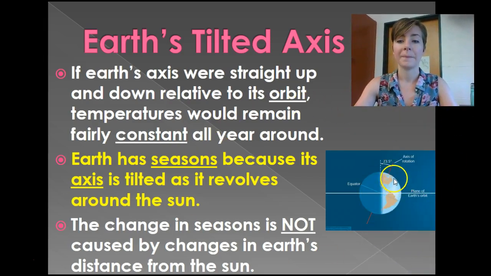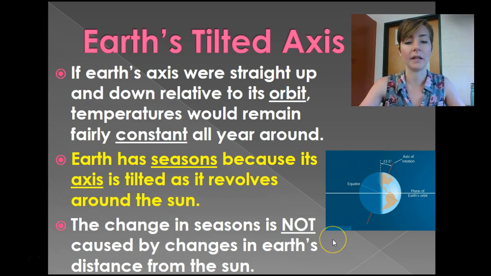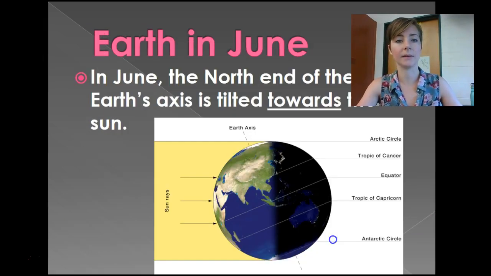So let me move this here. So the axis, like I showed you guys yesterday, is the imaginary line that is through the North Pole down to the South Pole, and it's tilted a little bit. So if it was straight up and down, it would be like this, but instead it's like this. So that means that sometimes the northern hemisphere gets really direct sunlight if the sunlight's over here, and other times it gets less direct sunlight. The change in seasons is not caused by changes in Earth's distance from the sun. So we are in an elliptical orbit, but that is not what causes the seasons.